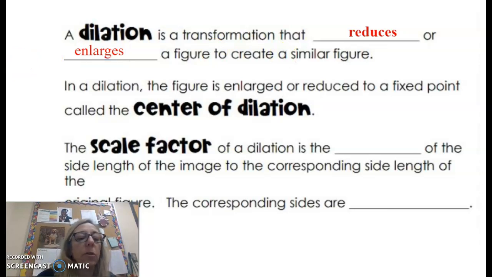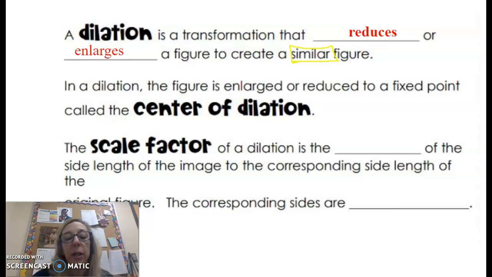I want to underline this. Please underline this in your notes. We are not talking about congruent figures anymore. We are now talking about similar figures. And the reason why is because although we have the same shapes, we now will have different sizes when it comes to these figures.